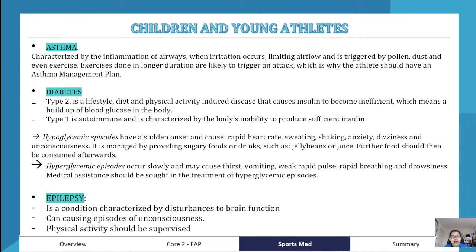And also, if someone's got epilepsy, their physical activity should be monitored, and they should not participate in specific sports, for example rock climbing or diving.